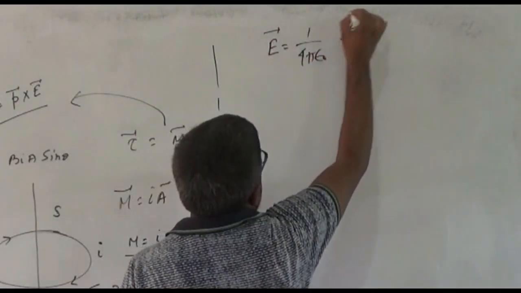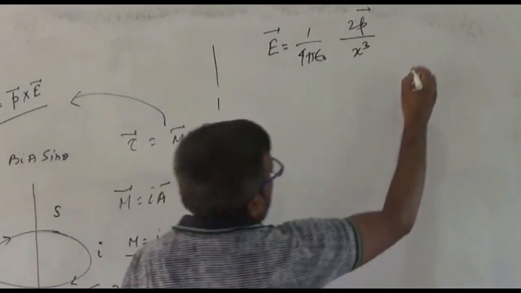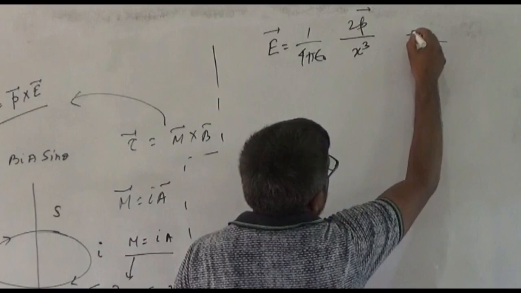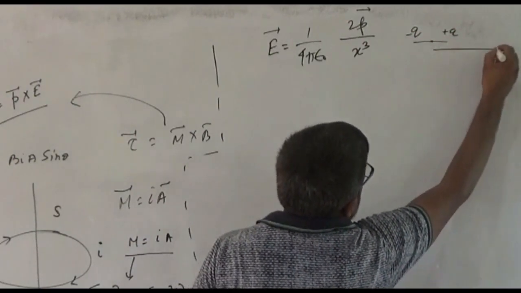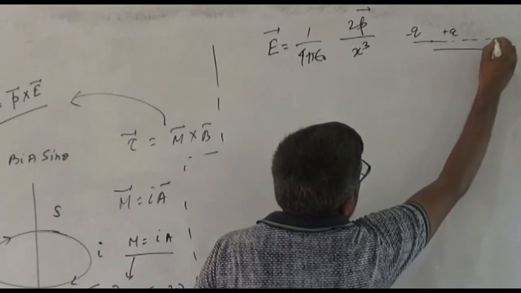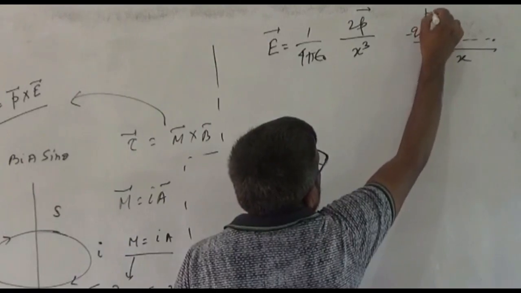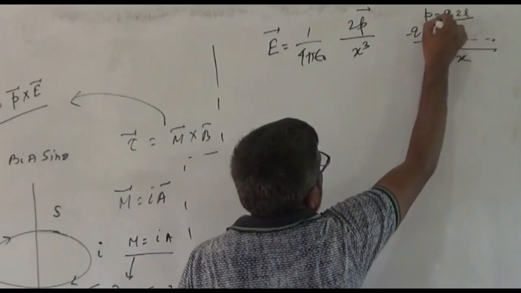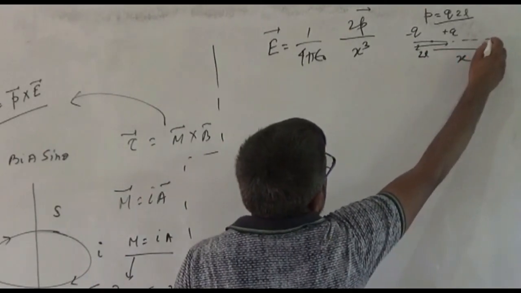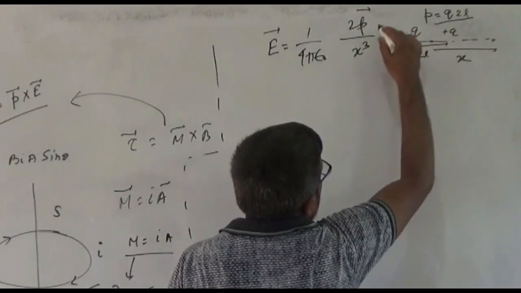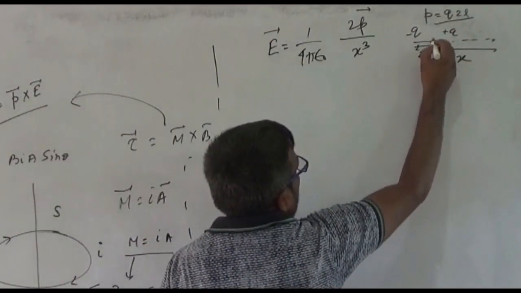And in vector form, this was the expression. If this is minus q, this is plus q, and this is the point at a distance x, then we know P is equal to q into 2l. If this length is 2l, then field at P was 1 by 4 pi epsilon 0 2p by x cube, and this was the direction of P.